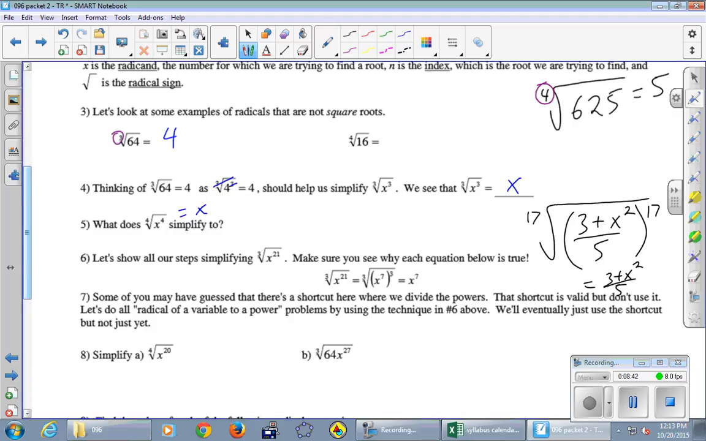Okay, number 6 talks about simplifying the cube root of x to the 21st. So it's written out there, but let's give ourselves something to do here. We'll be a little bit active. So can you guys find some space here? And just copy the original. Cube root of x to the 21st. And then write that with some blank parentheses in there.